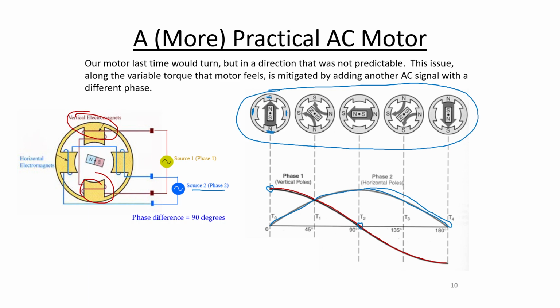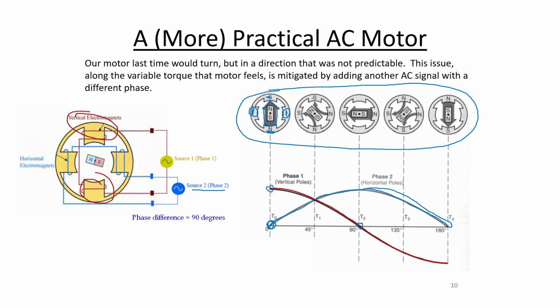Right now, there's no current being applied to the horizontal set of electromagnets, so there's no poles there. And for the other one, right, the vertical one, the red trace here that I've colored in, phase 1, vertical poles, well, they're at their maximum. So they're creating a really strong magnetic field, goes from north to south, and so the gray arrow here shows you the direction of the magnetic field created by all of the electromagnets on the stator.